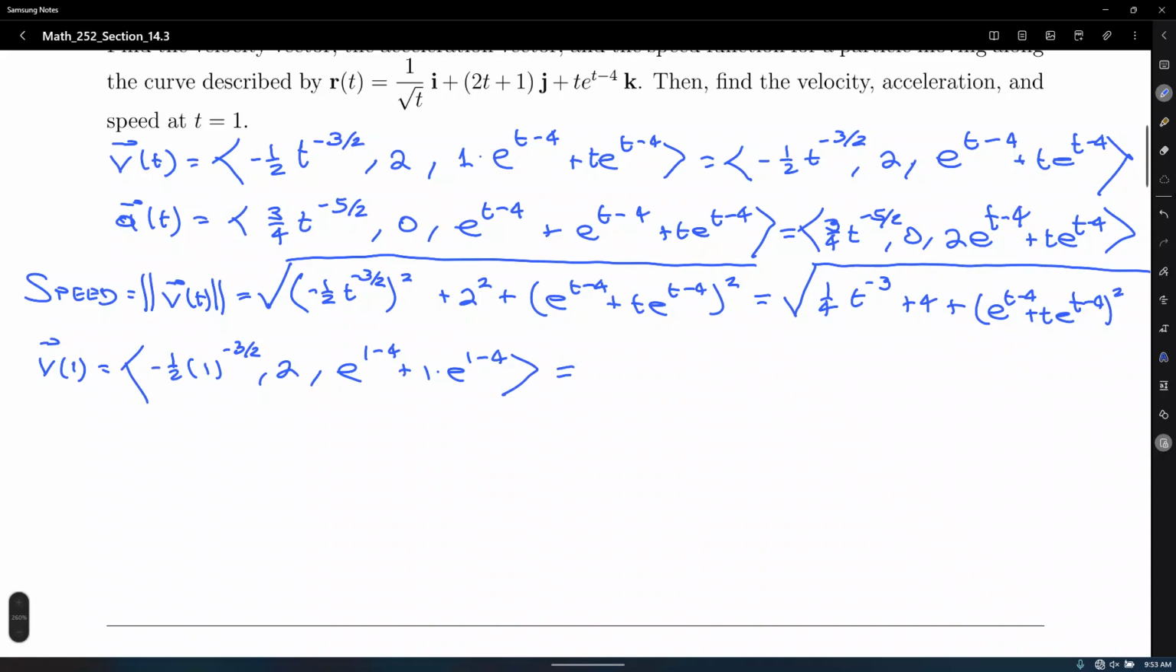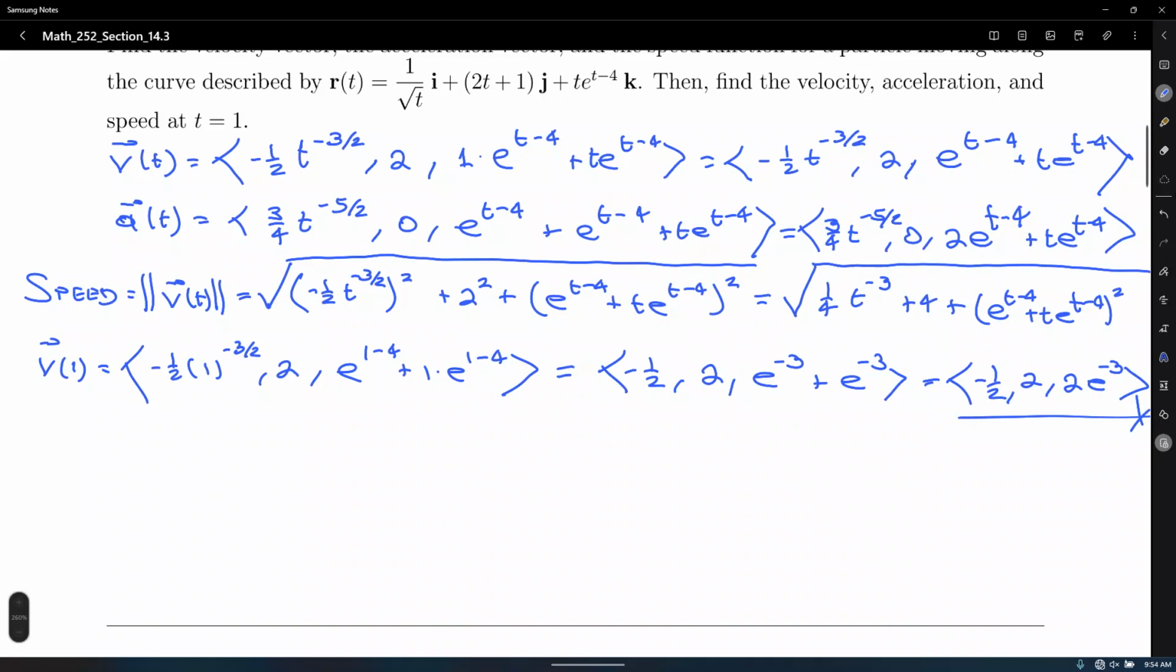So negative 1/2 times, okay, 1 raised to any power except possibly 0, that could be an indeterminate form. So that's going to be negative 1/2. Then 2. And e to the 1 minus 4, that's e to the negative 3, plus 1 times another e to the negative 3. Combined together, the z component only: negative 1/2, 2, and then 2 e to the negative 3. Right? So that's the velocity vector when t equals 1.